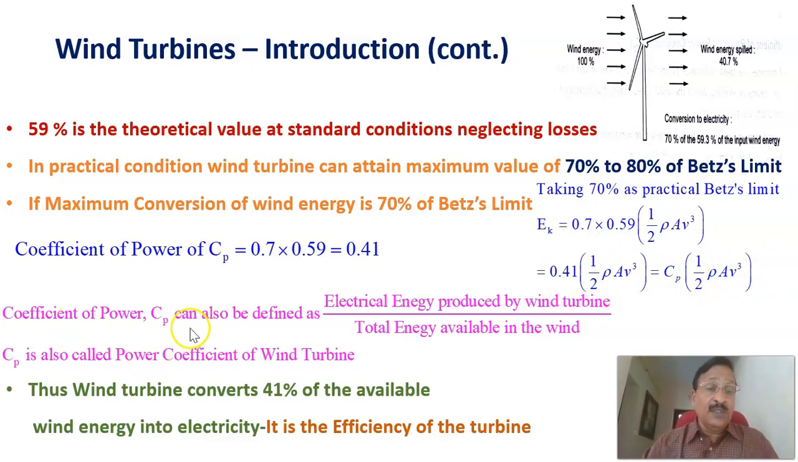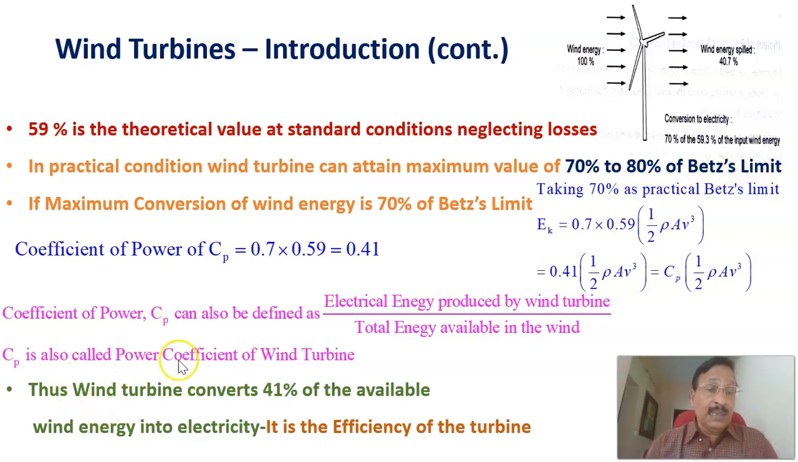Now, the coefficient of power Cp can be defined as the electrical energy produced by the wind turbine divided by the total energy available in the wind. That ratio we call the coefficient of power Cp, which is equal to 0.41, so we get only 41 percent. Here you can say that we are getting only 41 percent of the wind energy, or 70 percent of the Betz limit.